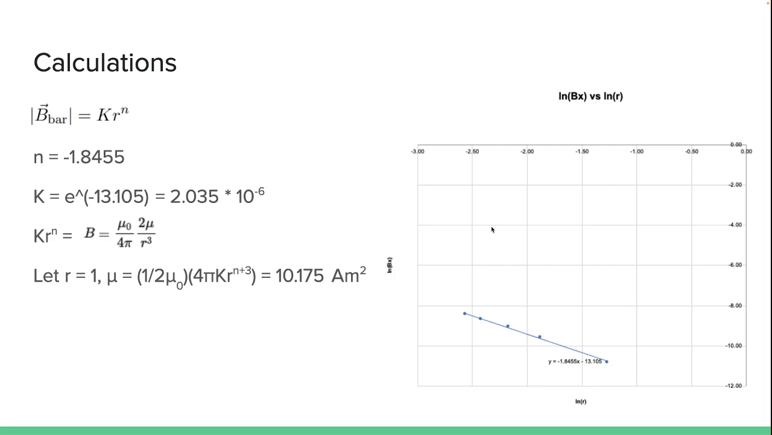So for the calculations, I used the distance dependence formula. I found that n is going to be the slope of this log graph, and then I calculated k, which is just some constants, and I set r to 1. Then I found the dipole moment through this formula, by equating the magnetic field to the Biot-Savart law, and I found it is 10.175.